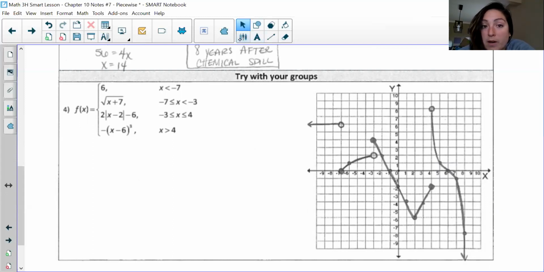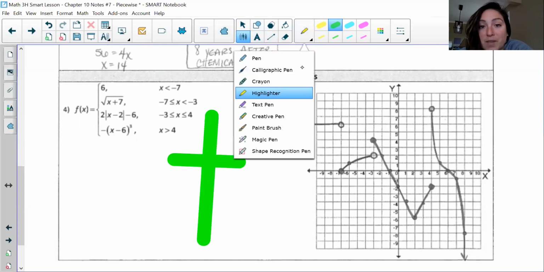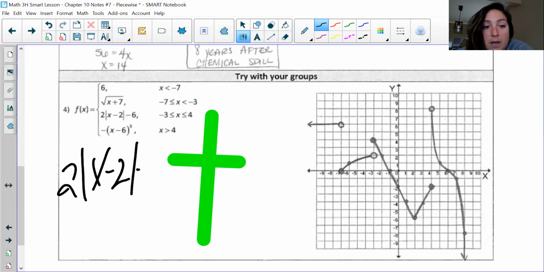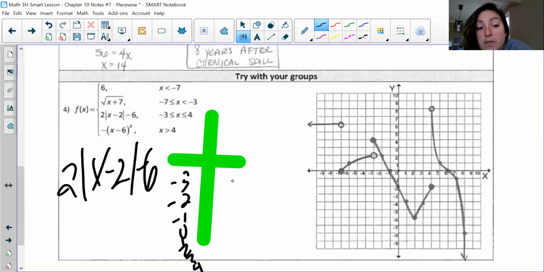And if you're not quite there yet with transformations, you can always do this the long way with a table of values. So like, for example, if we're doing 2 times the absolute value of x minus 2, minus 6, we have between -3 and 4. So -3, -2, -1, 0, 1, 2, 3, 4, etc. Plug those points in. So -3 minus 2, -5, absolute value is +5, times 2 is 10, minus 6 is 4. So we have -3, 4, etc. Keep plugging them in, plot your points over the given domain.